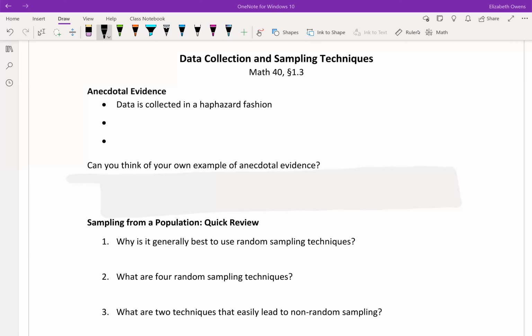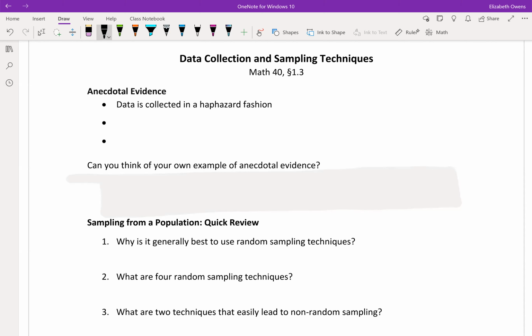This is section 1.3 on data collection and sampling techniques. Now, we already went over a lot of sampling techniques in the last section, 1.2. We'll do a quick review of those here. The book has some kind of interesting section labels in this chapter. So the main sampling techniques were really in 1.2 rather than 1.3, but we'll do what we can with this.